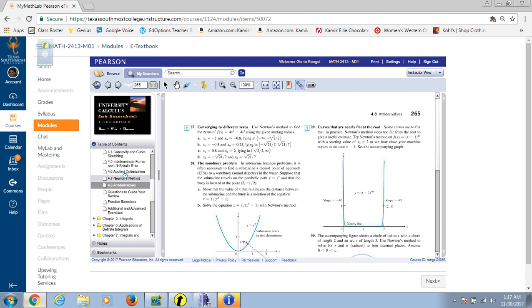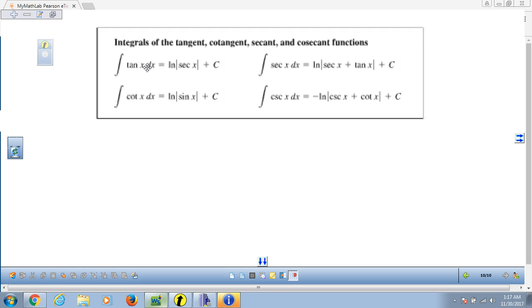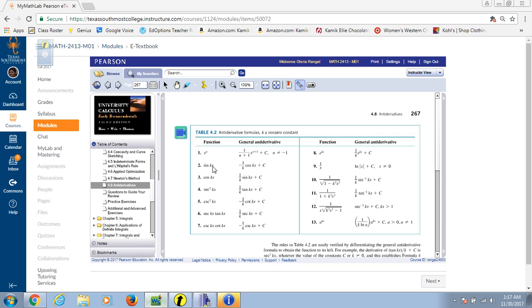If I go to 4.8, and I'm going to go back again here. Look at this formula. The integral for tangent x, or let's say the antiderivative for tangent x, is going to be, if you go here like this first column, look what it says on this table. Function, and the general antiderivative, the second function, or the integration. There's formulas for integrating certain types of functions. These are 1 through 13. These functions have a formula to do the integration of them.